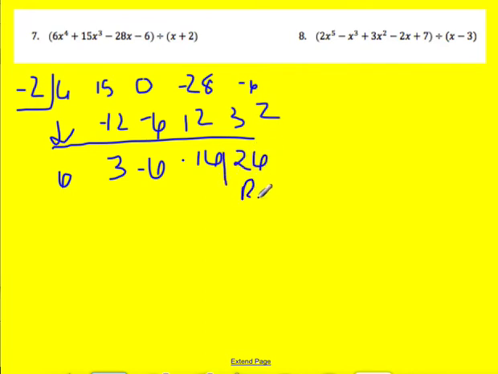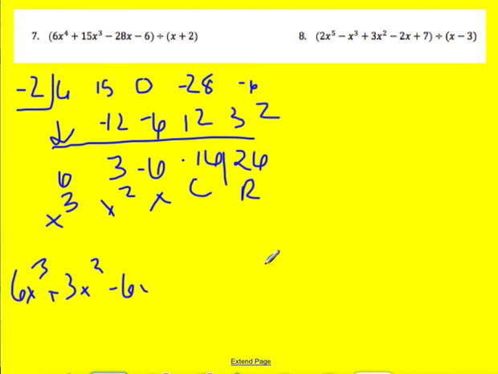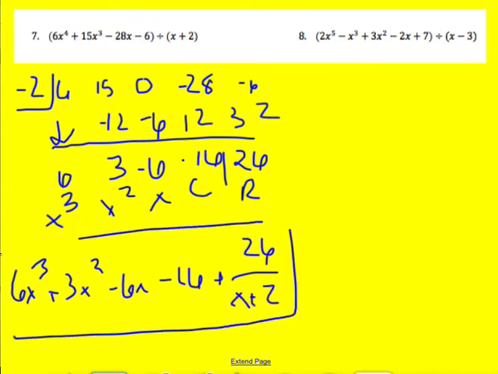So here's our remainder, our constant, our x squared, and now 6 is going to be our x cubed term. So I'm going to have 6x cubed plus 3x squared minus 6x minus 16 plus 26, and then we're going to take that 26 and divide it by x plus 2. So that's our final answer for number 7.